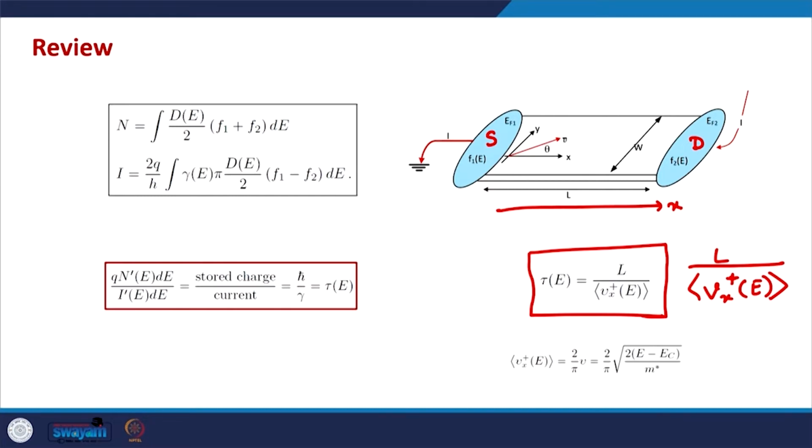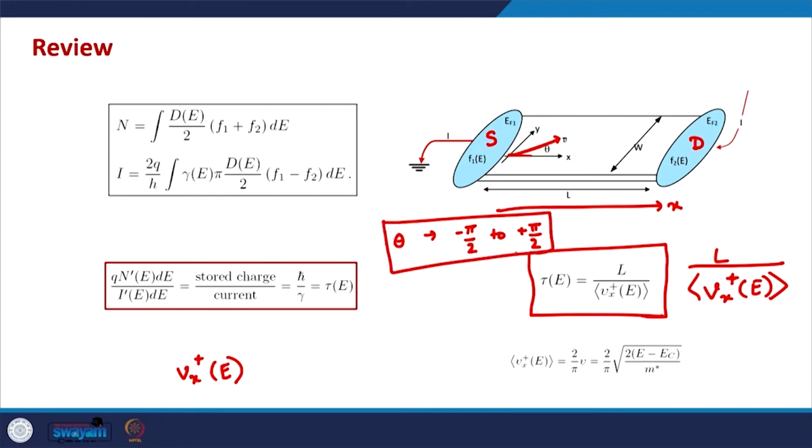That's what we saw. Generally, in order to calculate this average Vx plus, or I would say in order to calculate Vx plus E, which is the velocity of an arbitrary electron starting from the source towards the drain, in a 2D channel we can assume that the electron starts at an arbitrary angle theta with the x axis, and this theta can range from minus pi by 2 to plus pi by 2. This is the range of these theta angles.